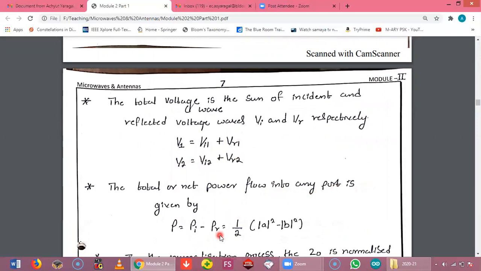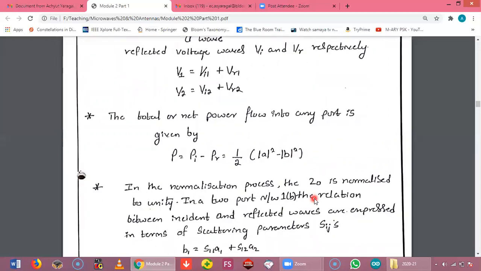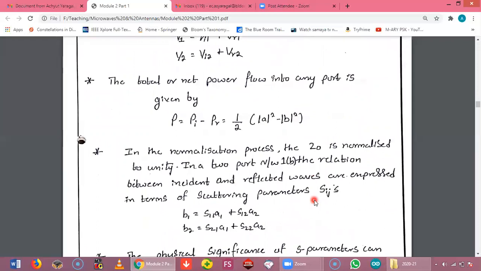The total or net power that flows into any port is given by P equals P_i minus P_r. You know the P_i equation and the P_r equation. You can substitute those and you will get this particular equation: 1/2 into the bracket of |a|^2 minus |b|^2. This is how we get the net power flowing into any port. In the normalization process, whatever the Z0 is, the characteristic impedance, is considered to be unity.